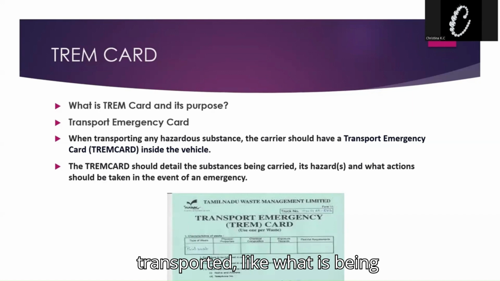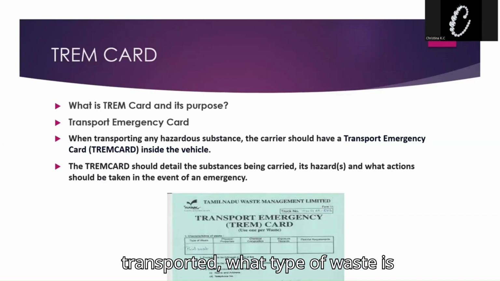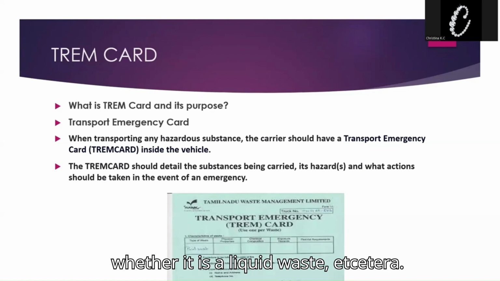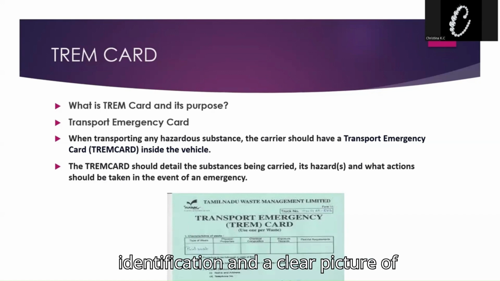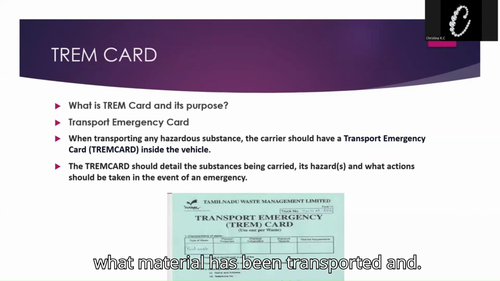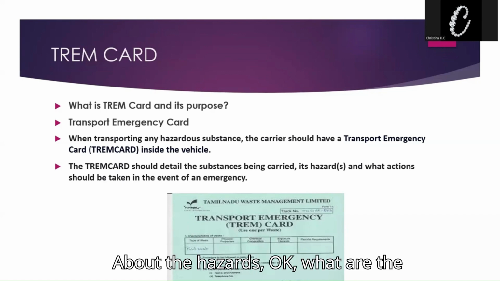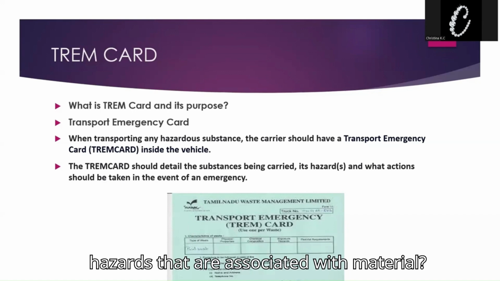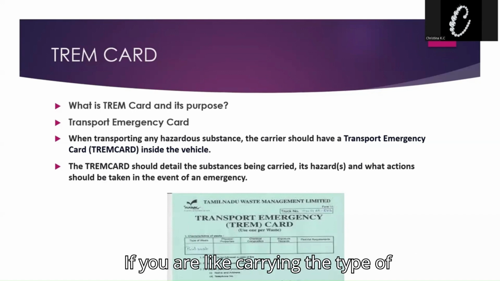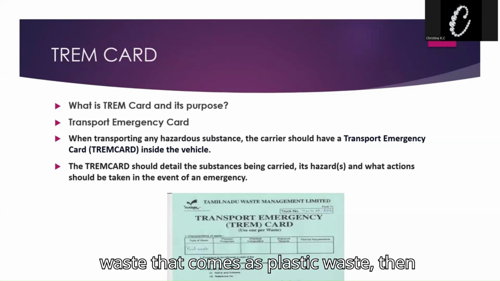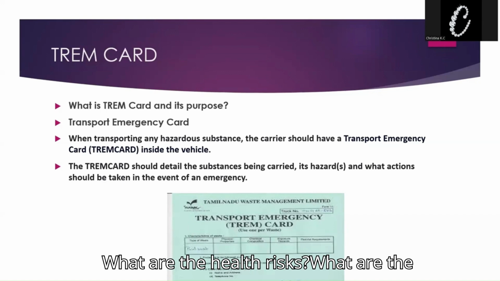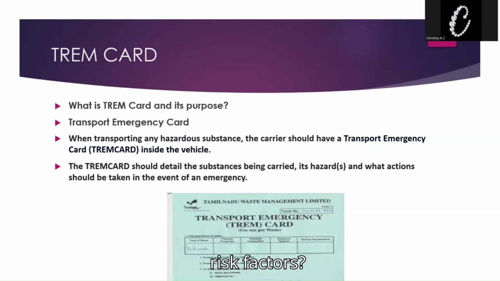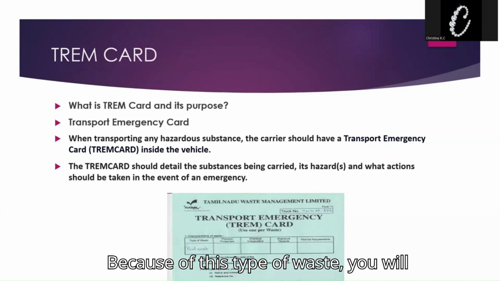that is being transported, like what is being transported, what type of waste is transported, whether it is a plastic waste, a solid waste, or a liquid waste, etc. This card gives you an identification and a clear picture of what material is being transported and about the hazards. What are the hazards that are associated with the material? If you are carrying the type of waste that comes as plastic waste, then what are the hazards with this material? What are the health risks? What are the risk factors because of this type of waste?